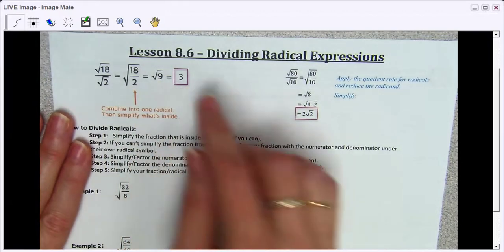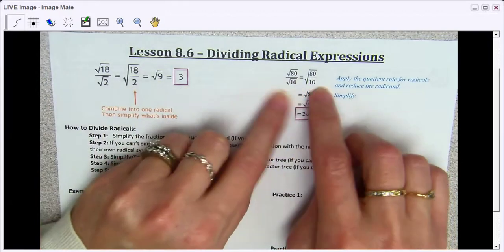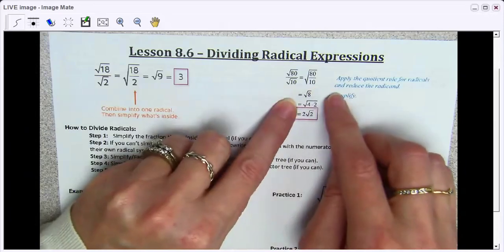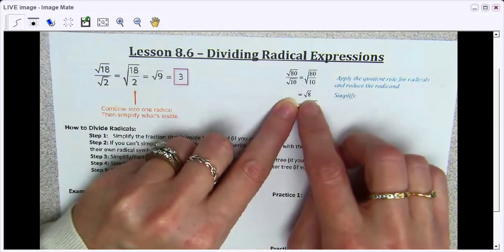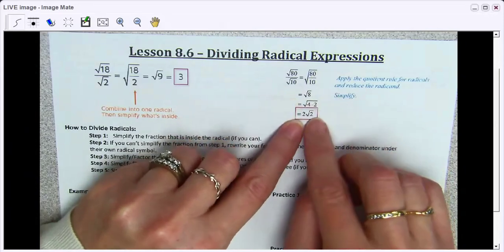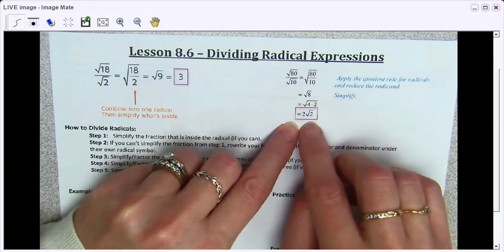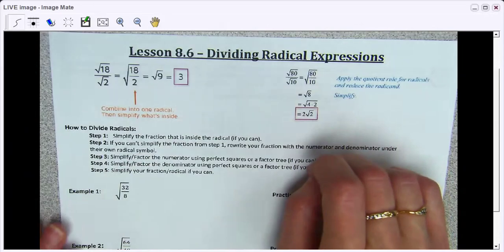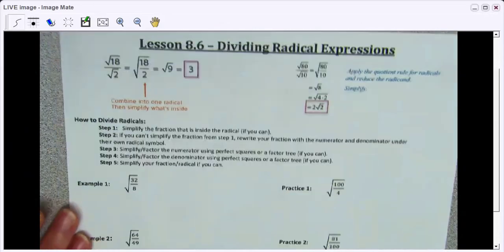If you look at this one over here, we put it under one radical and we divide it and we get the square root of 8. Now, the square root of 8 is not a perfect square, so you have to factor that out. And so that's what we're going to be working on right now.